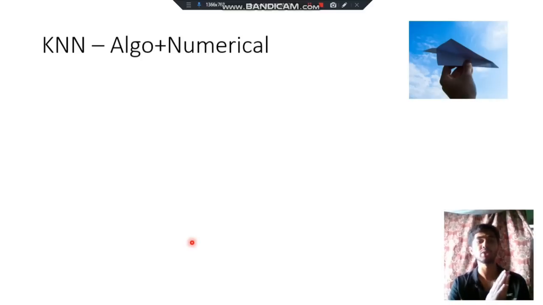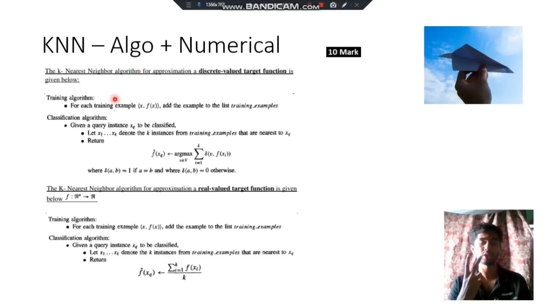Next, we have the KNN, which has the algorithm as well as a numerical. For the numerical, you can watch the video; I've uploaded it separately. And what is the algorithm for it? A very simple algorithm. Two steps you have to write here: discrete valued function and real valued function. In the discrete valued function, we'll have the training examples and the classification algorithm. Two parts: training and classification. Here also everything is the same, just that this formula is different.